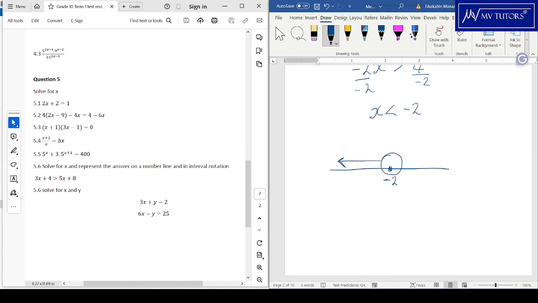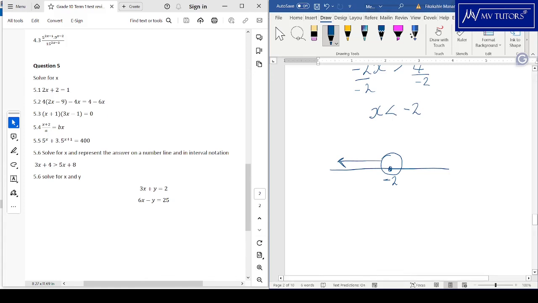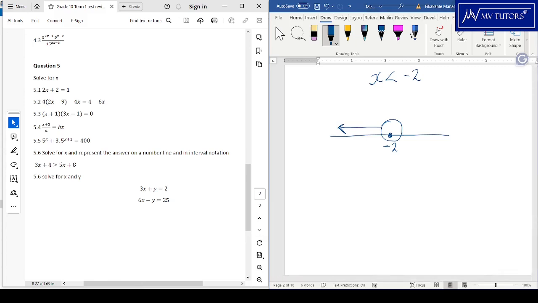The question said and interval notation. So how do we do interval notation? We say open bracket, remember this side is from negative infinity. Open bracket from negative infinity to negative 2, and then you close the bracket. Now this is the interval notation. Let me just write it. Interval notation. Okay, that's it.